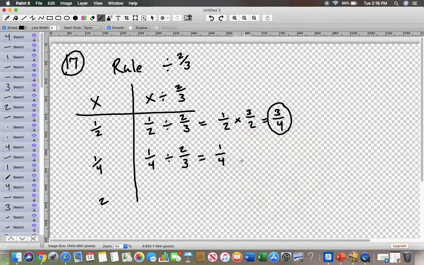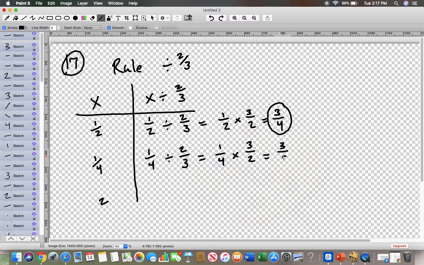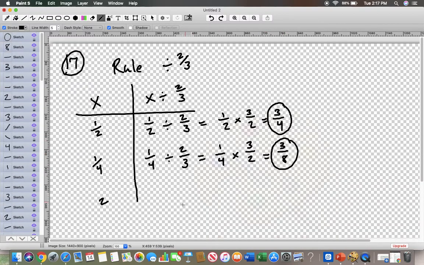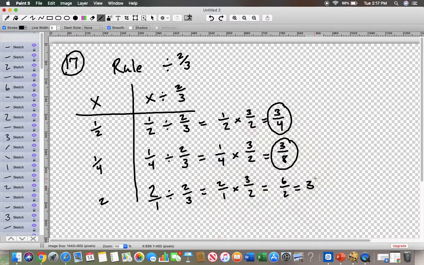Let's do another one. If x is 1/4, what is 1/4 divided by 2/3? Again, don't change the first fraction. Division changes to multiplication, and we have to take the reciprocal. This is multiplying by the reciprocal. That would be 3/8. And then lastly, if x is 2, or 2/1, what would it be if it's divided by 2/3? Let's solve using the reciprocal method. Don't change the first number. That's 6/2, which is equal to a whole number of 3.